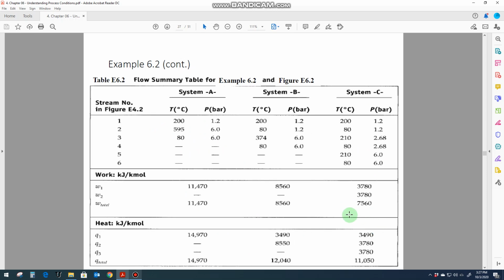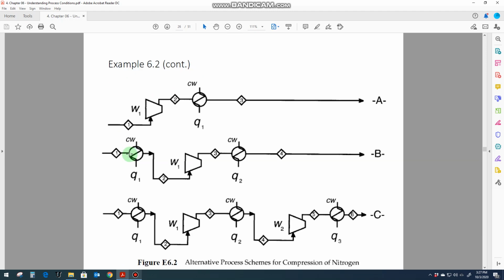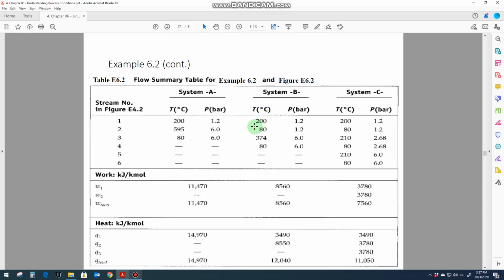Now here is the summary. Stream number one, the system A, and then you have these streams. If I go back to system A, you can have stream number 1, 2 and 3, and the inlet stream is 200. Then you do the compression and then you do the cooling.